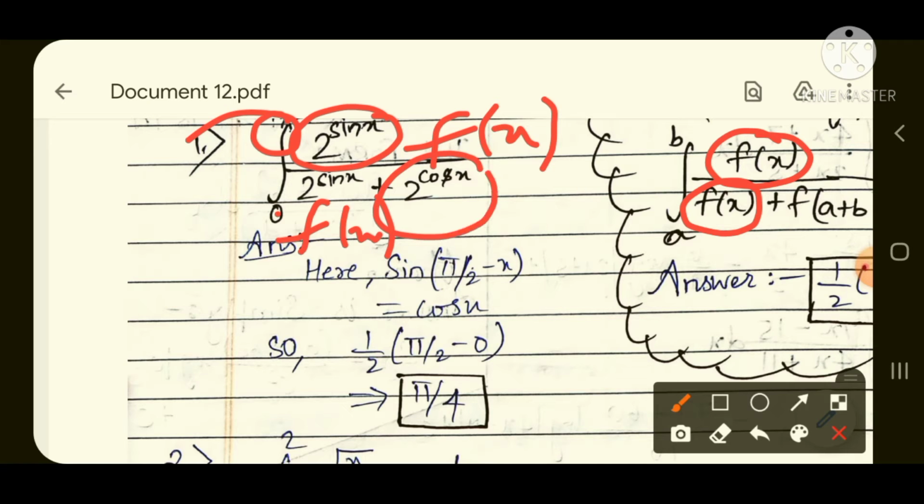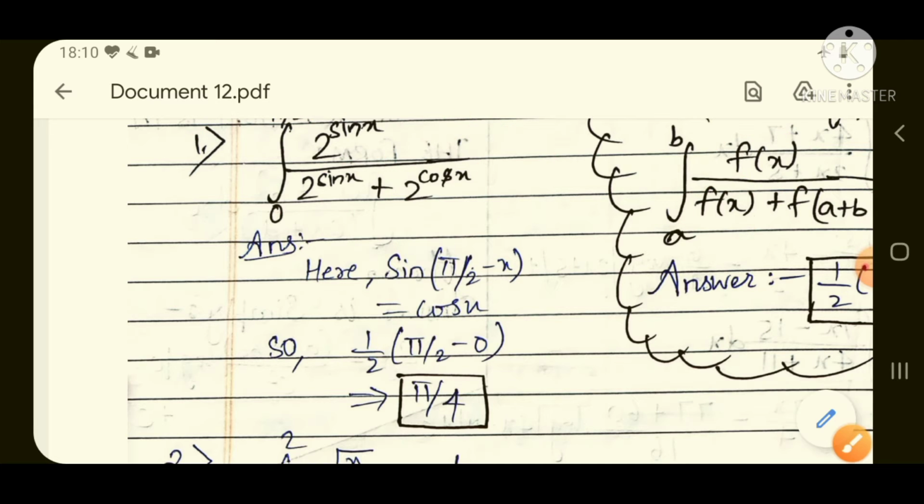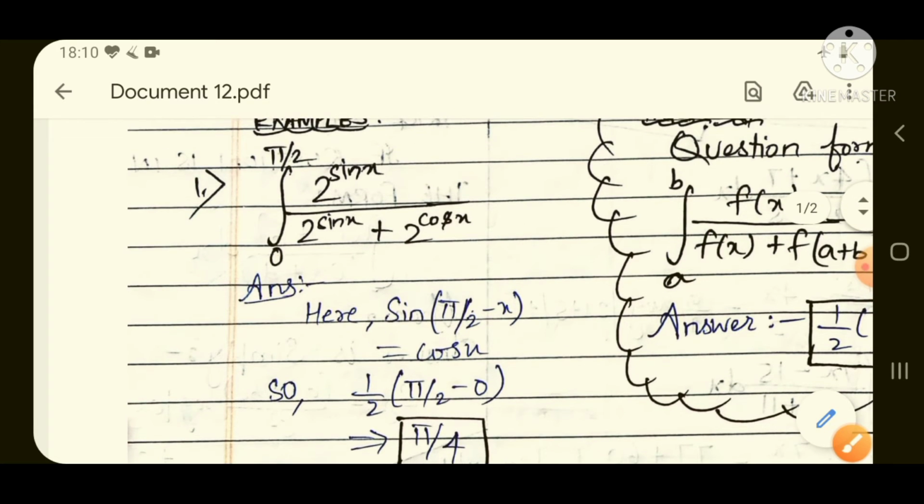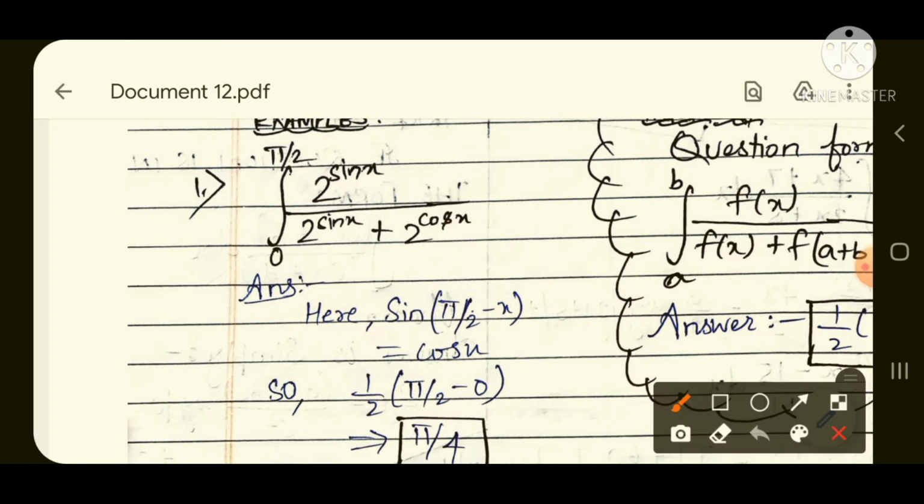So here the format is again the same format. Now we can easily apply the trick which I told you: subtract the lower limit from the upper limit and divide by 2. That's it. That is the answer. So we subtract pi by 2 minus 0, which becomes pi by 2, and if we divide by 2, we get the answer as pi by 4.